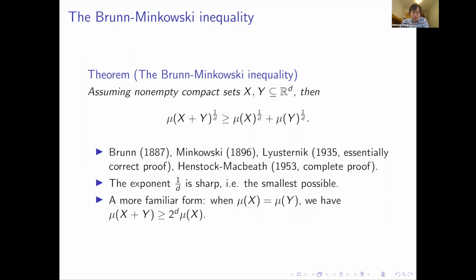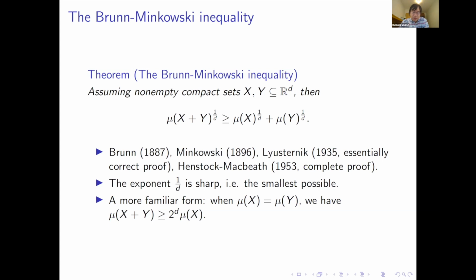Being sharp just means it's the smallest possible, and actually you can have this smallest possible value attained. And sometimes this inequality takes some more familiar form in a very important special case where you have mu of x equals mu of y. So those two have the same measure. Sometimes you even consider this inequality for x equal to y.